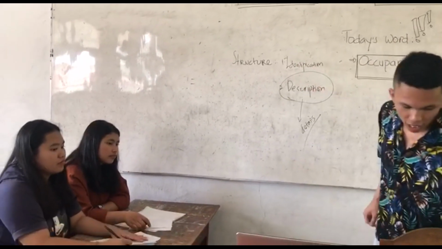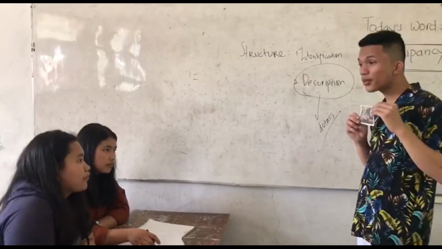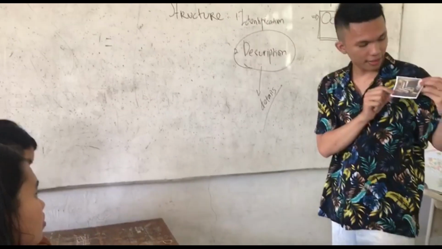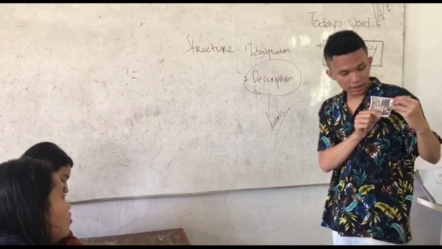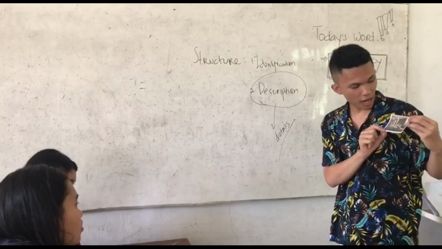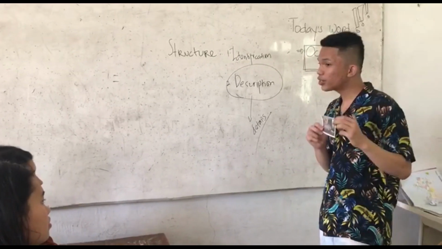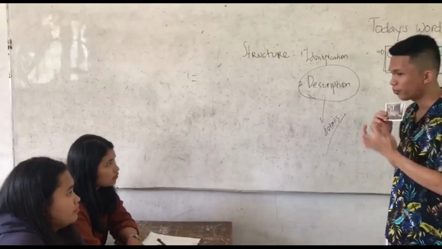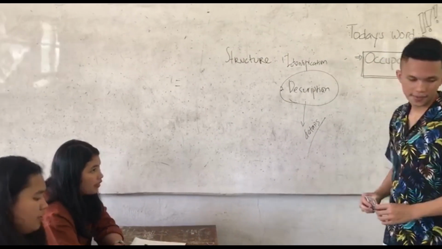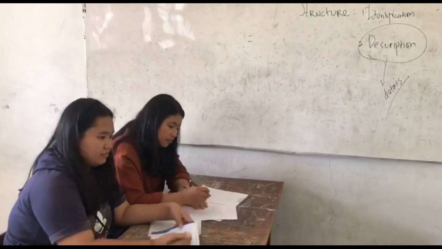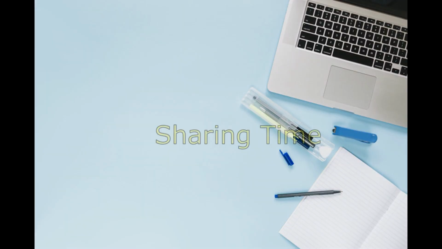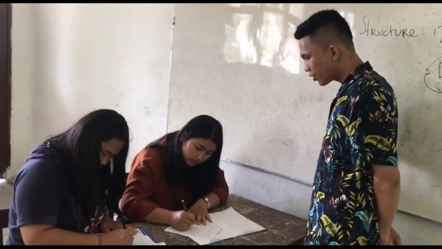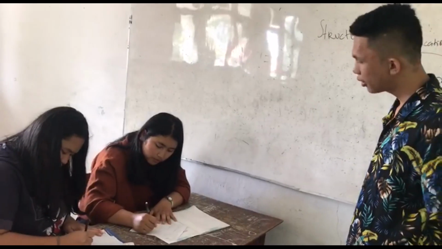For example, I will show you. This is my bedroom. There are 2 pillows, and then there are sandals, and then there are chairs. So you can use the words is and are to describe your picture. Okay, you can draw now. Don't forget to relate it with the number of things in your bedroom.